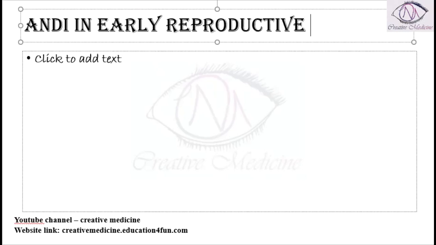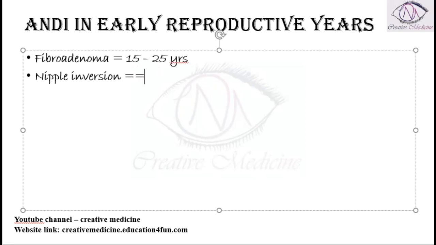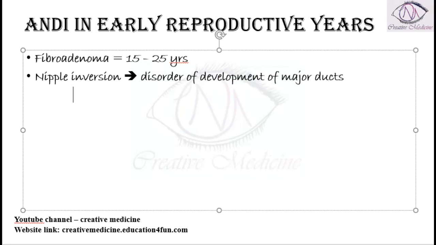So what are the aberrations which you see in the early reproductive years? The aberrations in normal development and involution of the breast in reproductive years mainly include fibroadenomas, which are seen in the 15 to 25 years age group, and nipple inversion. Nipple inversion is a disorder of development of major ducts, and it will prevent the normal protrusion of the nipple.